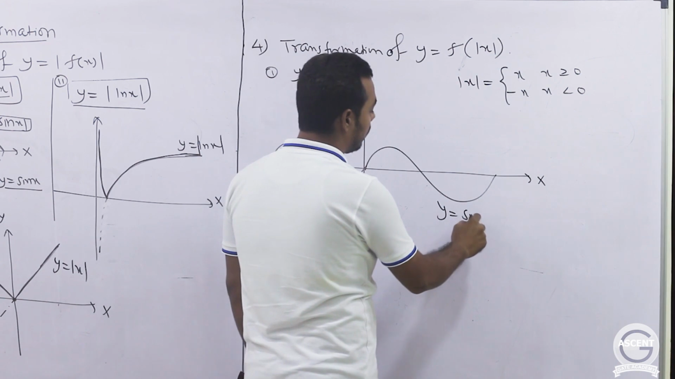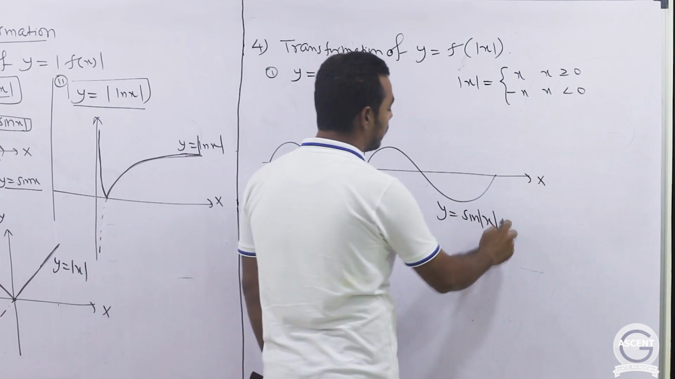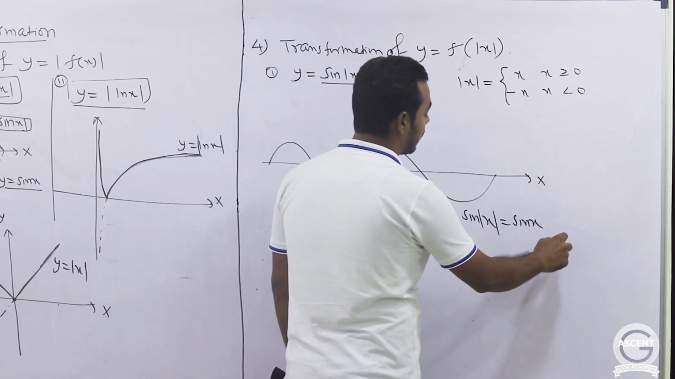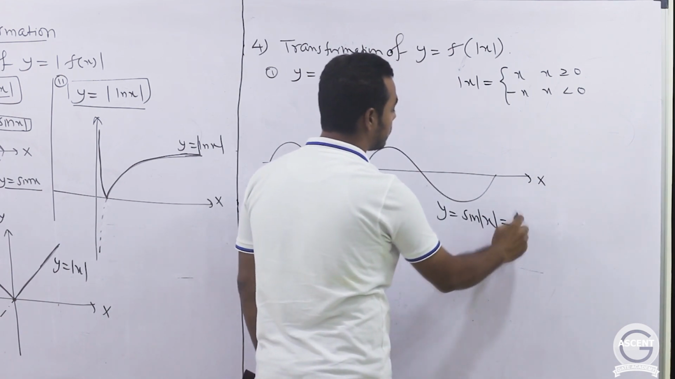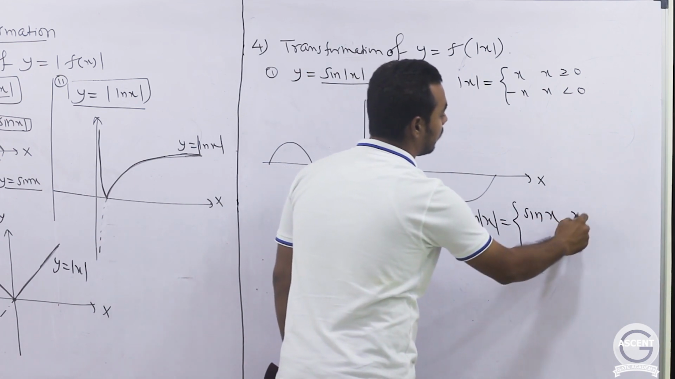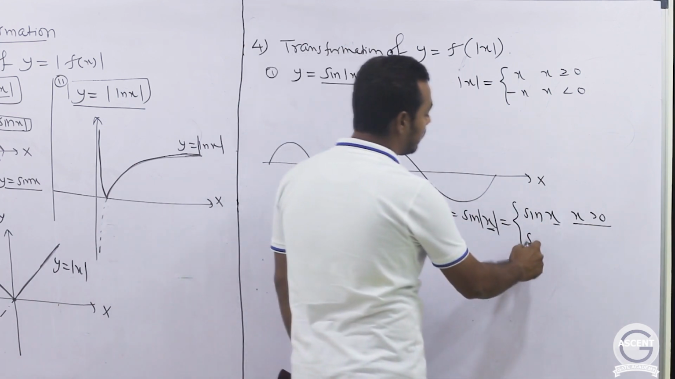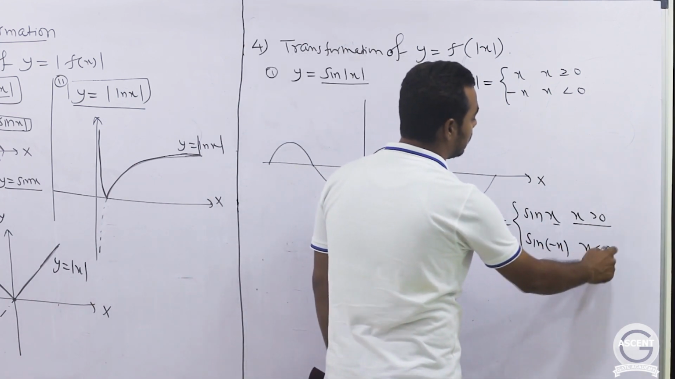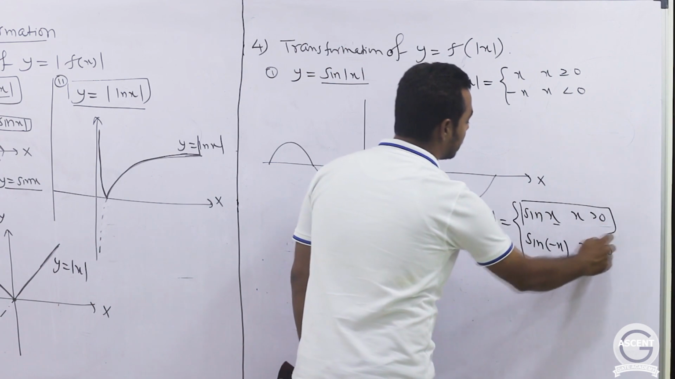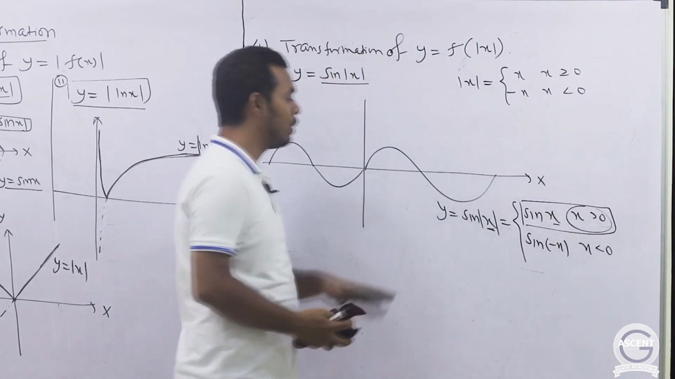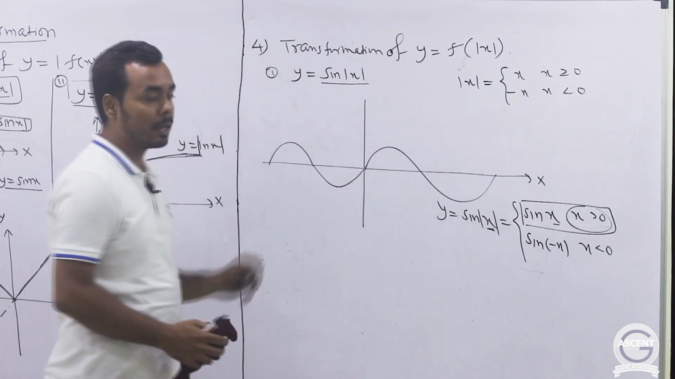Now if I want to draw the graph of sine of mod x, we all know that sine of mod x will be sin x if x is positive, because if x is positive, mod x will be x, and this will be sine of minus x if x is negative. So first we can easily see that the graph will be sin x for positive x. So for positive x we don't have any issues. This will be the graph of sin x and sine of mod x. Now comes the negative part.